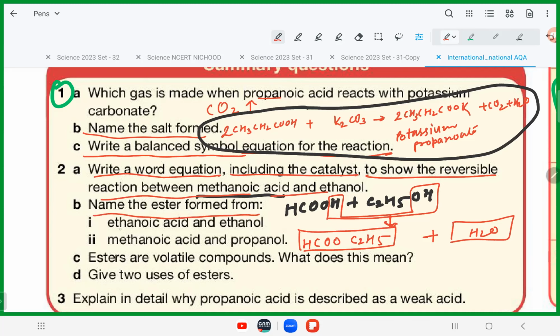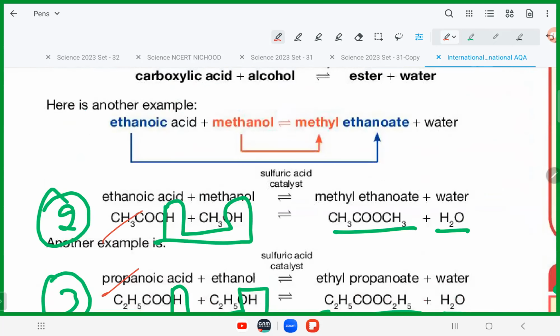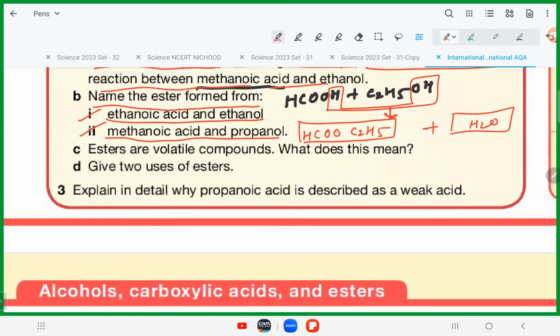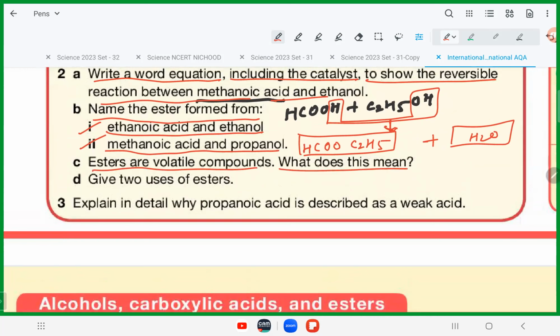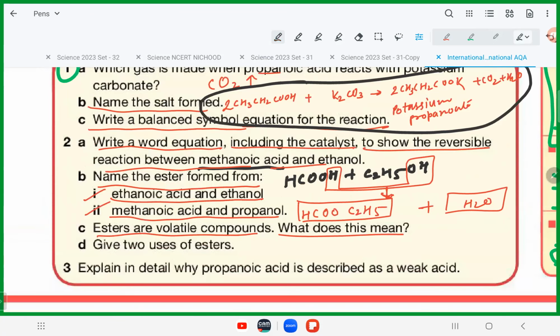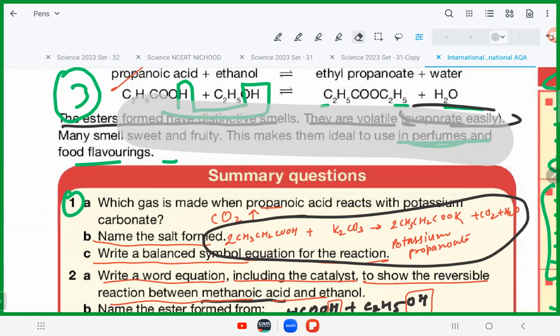Name the ester formed from ethanoic acid and ethanol, and methanoic acid and propanol. We have done these just a few minutes before, right? So I'm not telling you that one. Esters are volatile compounds. What does this mean? What is the meaning of a volatile compound? Tell me. Esters are volatile, meaning they evaporate easily. This is the answer.